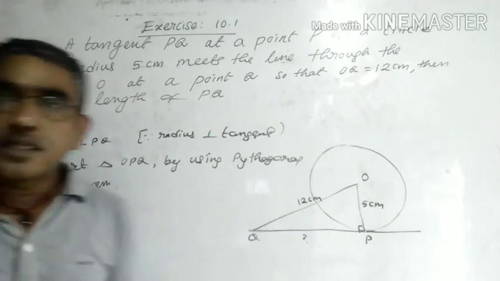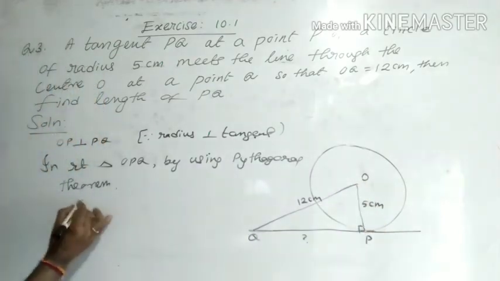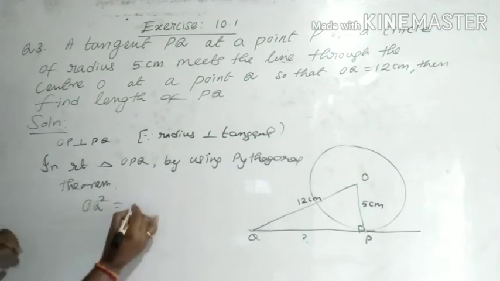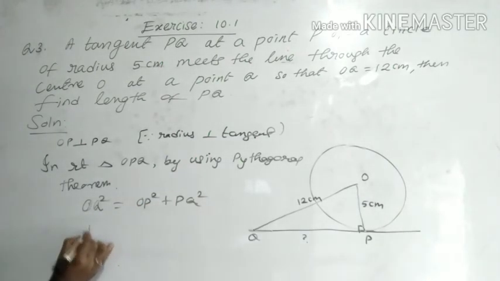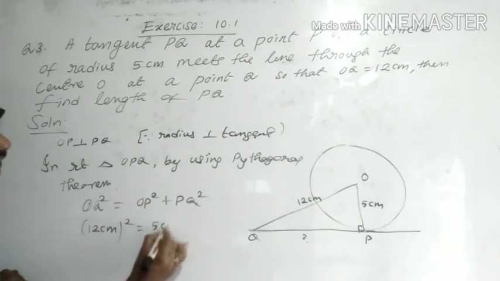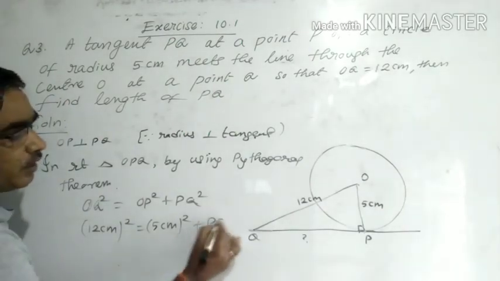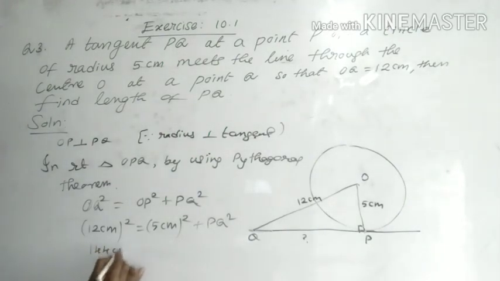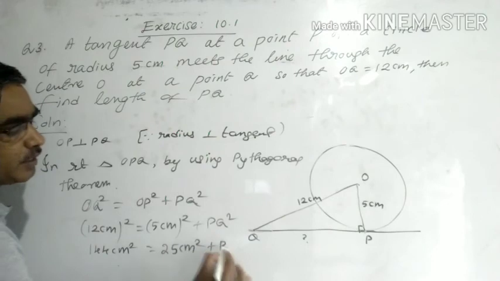The Pythagoras theorem says that the square on the hypotenuse OQ squared is equal to the sum of the squares on the other two sides: OP squared plus PQ squared. Now OQ is 12 cm, so 12 squared is 144 cm squared, equal to OP, the radius, which is 5 cm, squared, which is 25 cm squared, plus PQ squared.